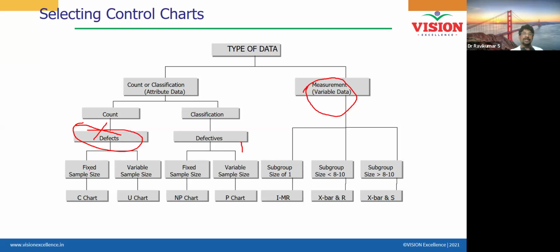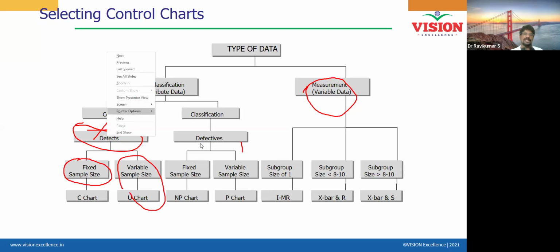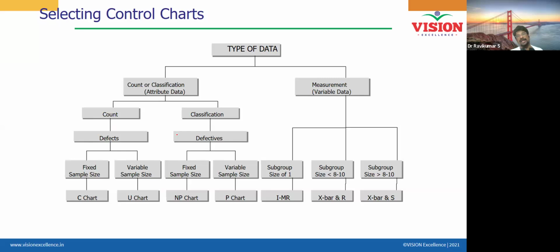In that case also you have two types of charts based on the number of samples. If the sample you collect every frequency is the same, then you have to go for a C chart. If the sample you collect differs every time, then you have to go for a U chart. This is how the control charts are classified based on the type of data and the number of samples you collect every time.